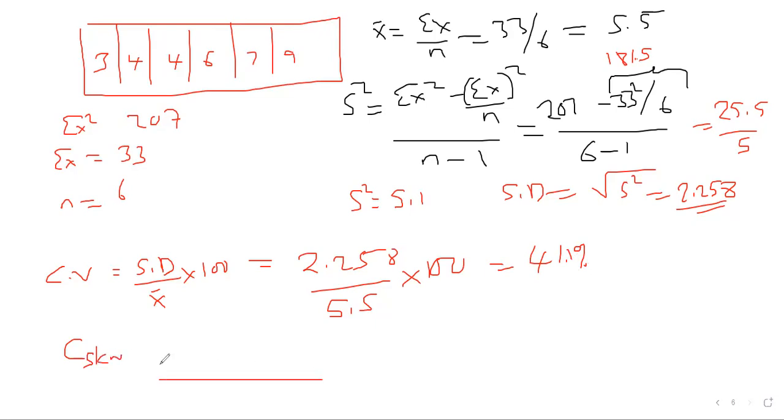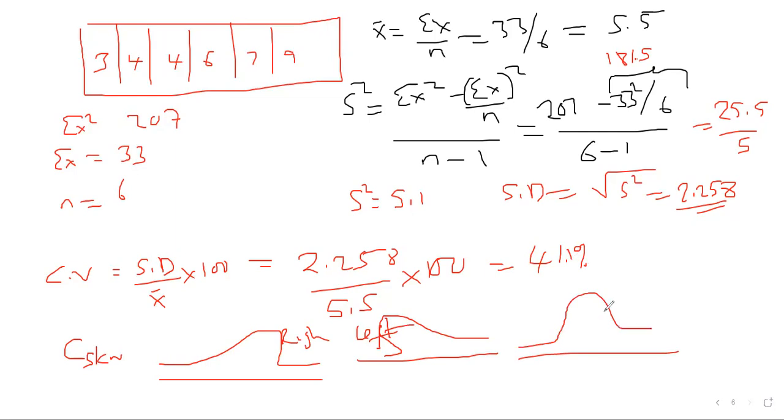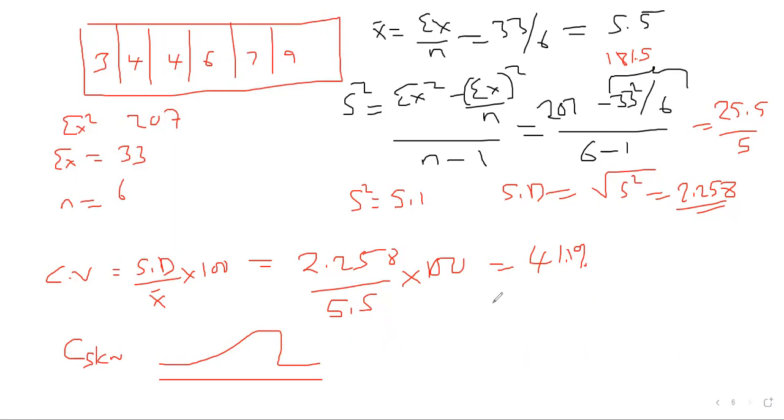Then we also have what is called the coefficient of skewness. Skewness looks at how bending the distribution is. If it's bending to the right, it looks like this. If it's bending to the left, it looks like this. If it's normally distributed, it is normal like this in the middle. It is given by a single formula: skewness is simply 3 times the mean minus median, over standard deviation.